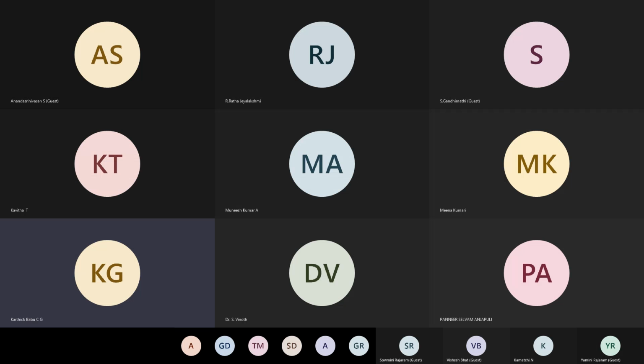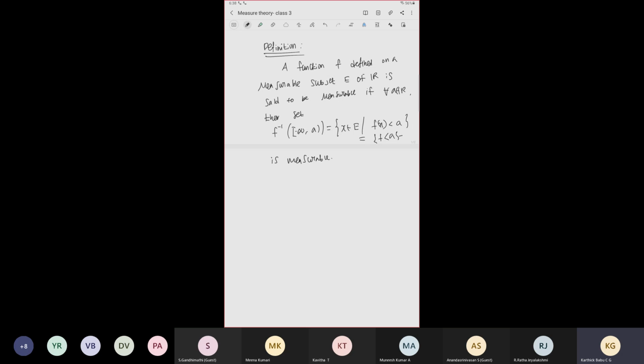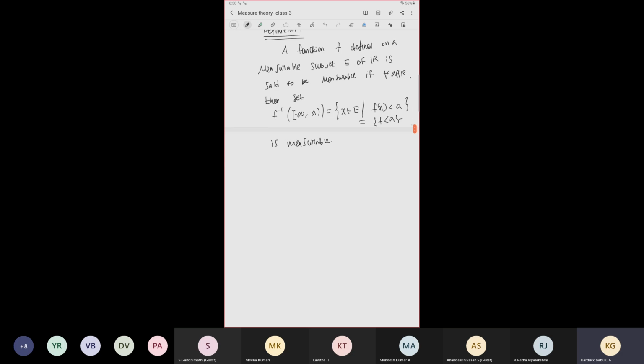Measurable function. So now we'll see the equivalent definition for measurable function actually. So not only about this set, there are many other sets which are also measurable, then we can say the function is actually measurable. So the following theorem will tell. Subset of R.